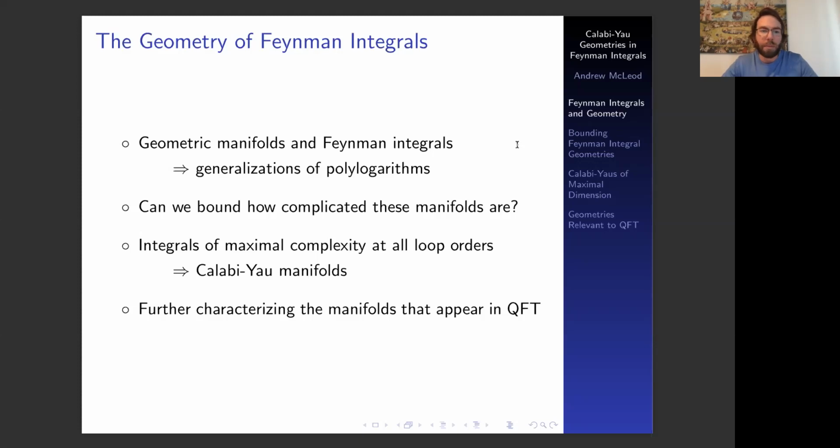And having discussed that bound, I'll point to a few infinite classes of integrals that actually saturate this bound at all loop orders and give rise to the Calabi-Yau manifolds of the title. And finally, I'll try and further characterize the actual manifolds that we see appearing in quantum field theory.